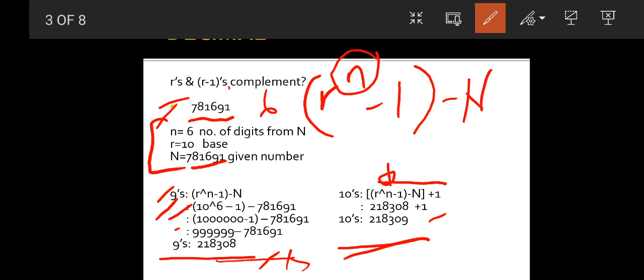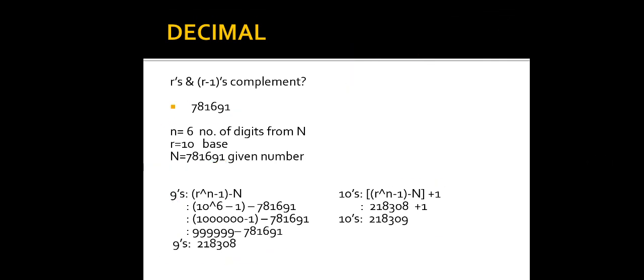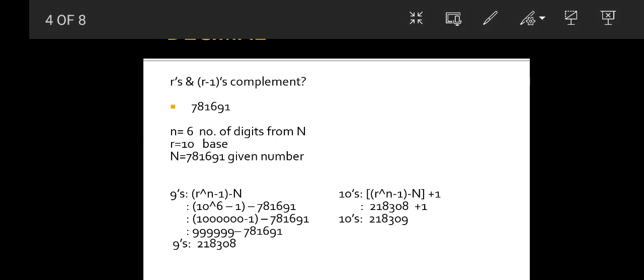Next example, another example. Again, another example is you have your decimal numbers. It is probably the same as before.